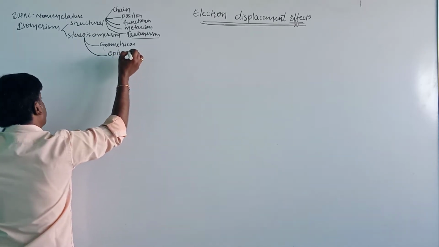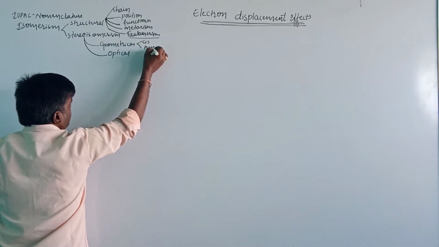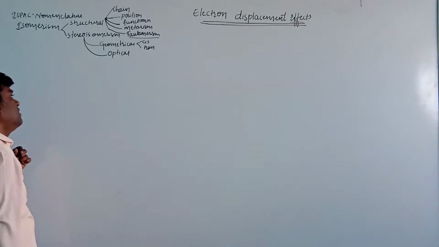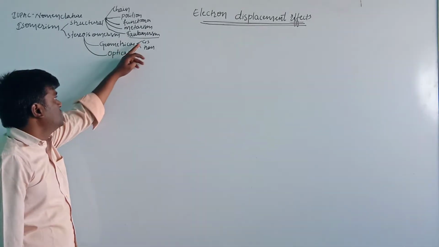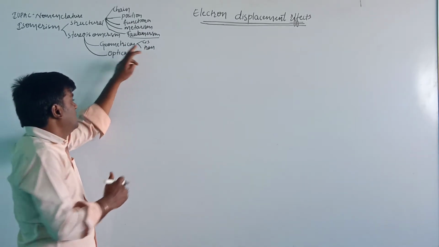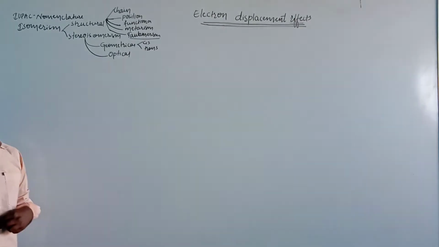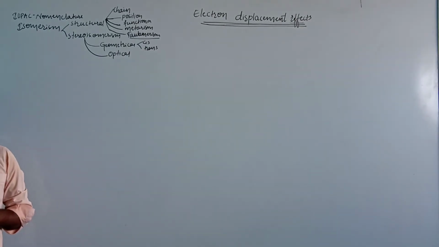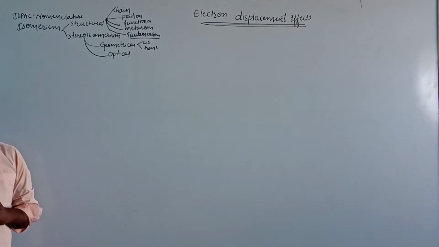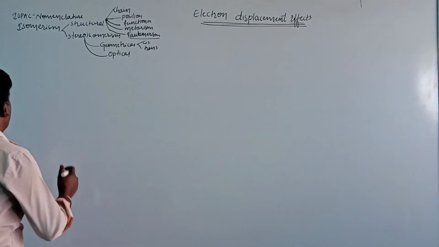Geometrical isomerism may be cis or trans. If the substituent groups are present on the same side, it is known as cis, and if the groups are present on opposite sides, it is known as trans. Optical isomerism: compounds having the same molecular formula but differing in the rotation of plane polarized light are known as optical isomers, and that phenomenon is known as optical isomerism.